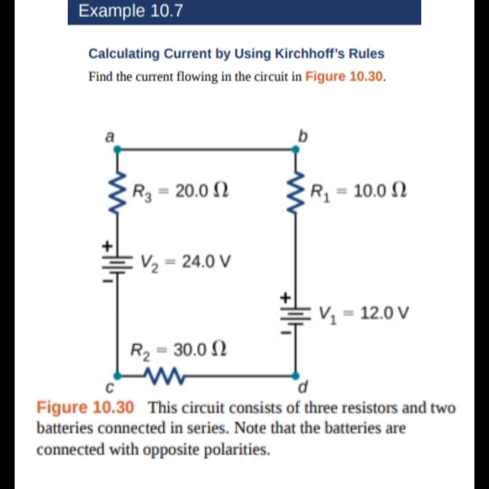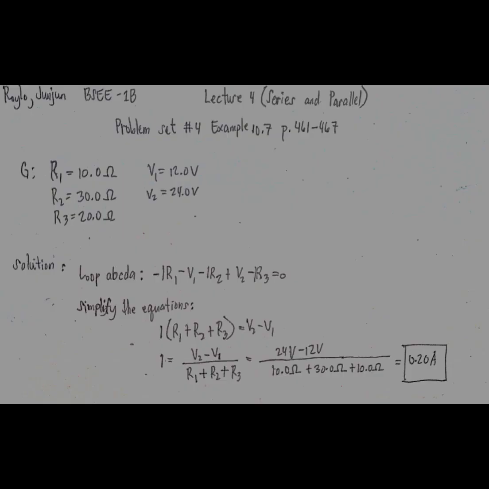From example 10.7, calculating current by using Kirchhoff's rules. Find the current flowing in the circuit in figure 10.30. So below is figure 10.30. This circuit consists of 3 resistors and 2 batteries connected in series. Note that the batteries are connected with opposite polarities. So the given here is R1 equals 10 ohms, R2 is 30 ohms, R3 is 20 ohms, B1 is equal to 12 volts, and V2 is 24 volts.